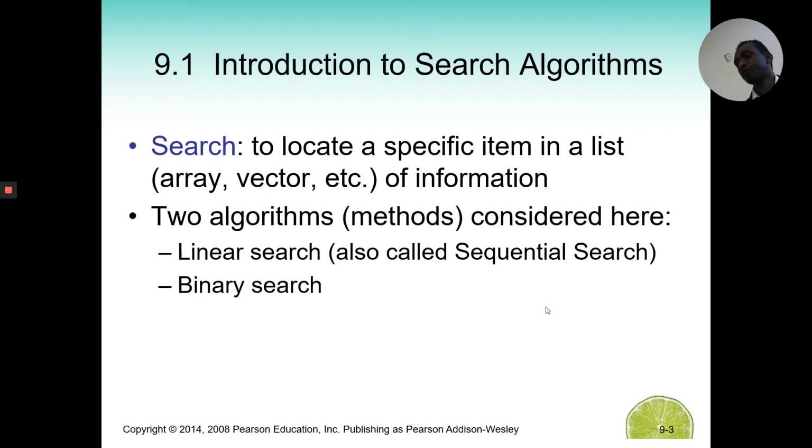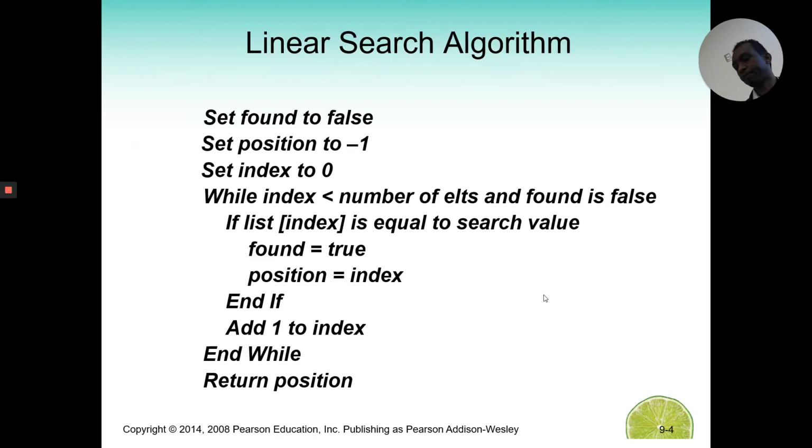So search is to locate a specific item in a list, array, or a vector of information. So two algorithms. Methods considered here are linear search, also known as sequential search, and also a binary search. Within this unit, I attached two videos that you can look at.